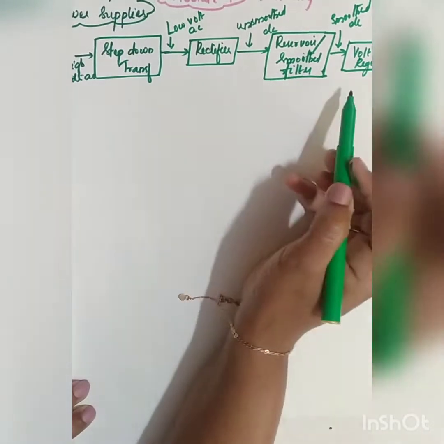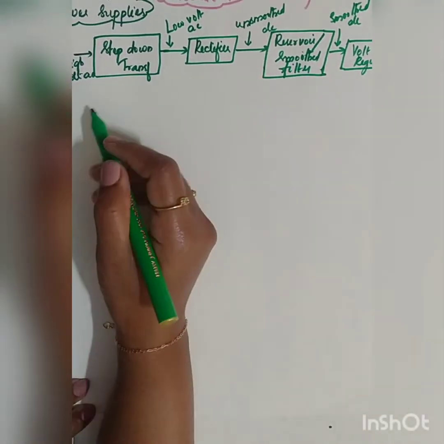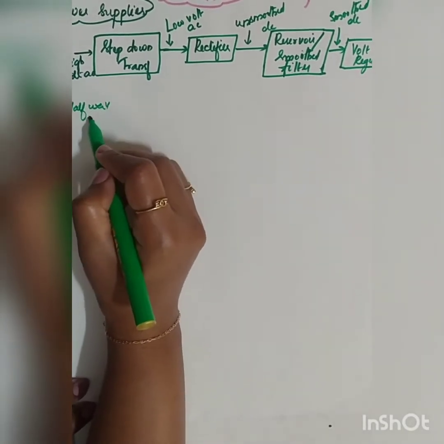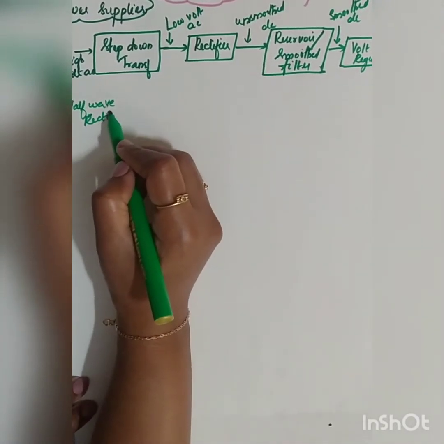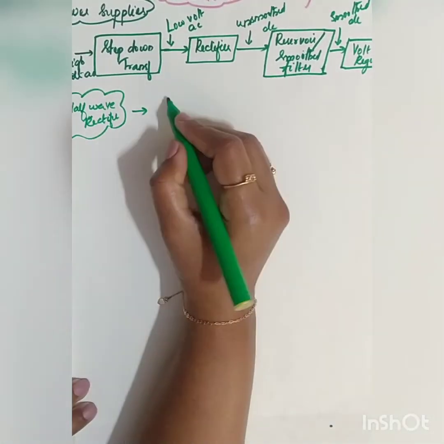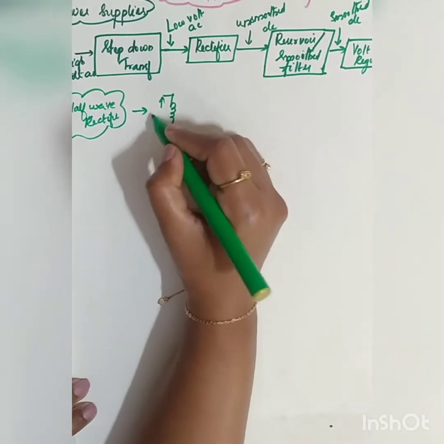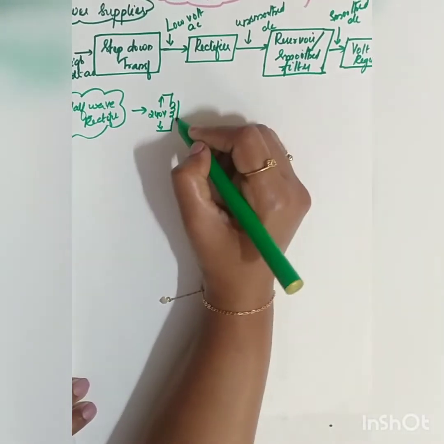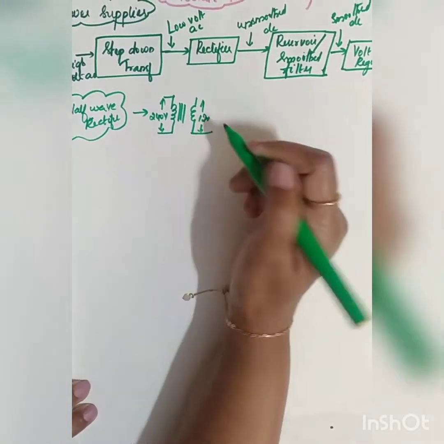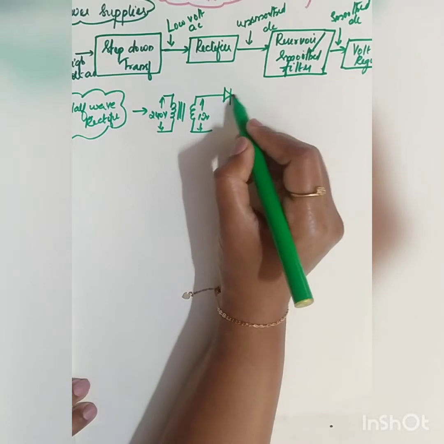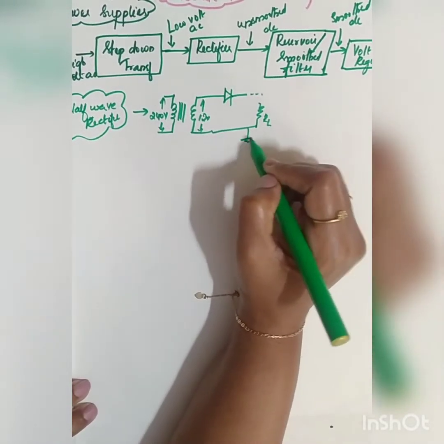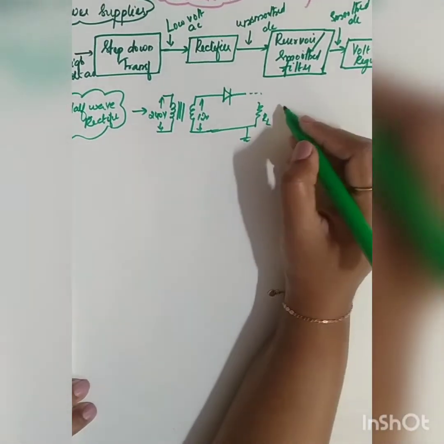So under this section the important topics were, first, the half wave rectifier. So what was your diagram for your half wave rectifier? You used only a single diode, right? You had your 240 volt supply which was given to your step down transformer. Here you got 12 volt, which was given to a single diode to which you had connected your RL. So this was your half wave rectifier.